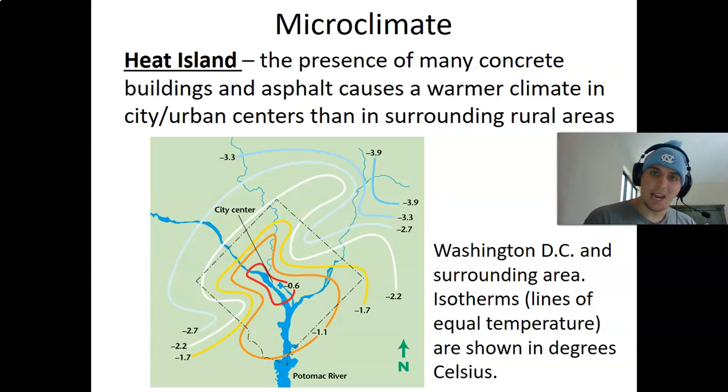So while it might be 80 in the middle of the city, it's like 70 out in the country. The reason for this is because generally with plants and dirt and stuff like that, a lot of light and energy gets absorbed and/or reflected, and so the heat doesn't really get trapped as much.